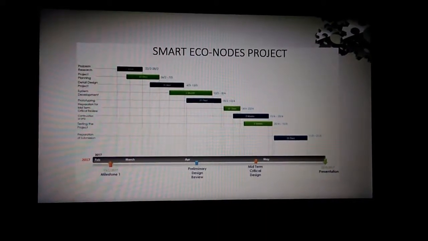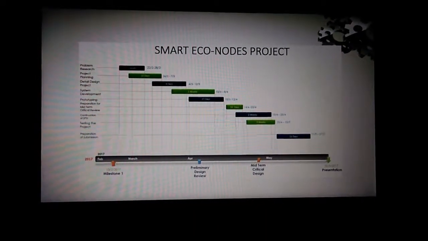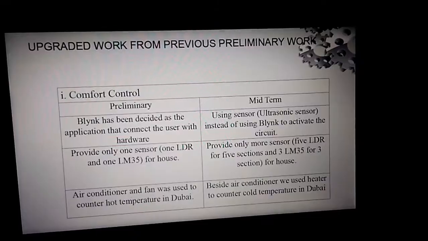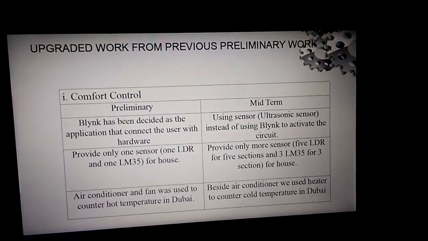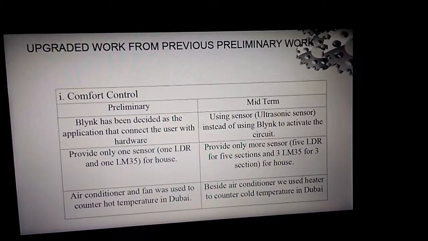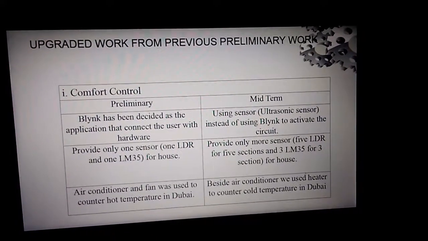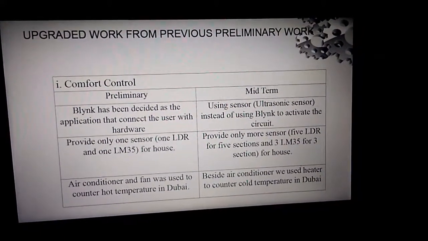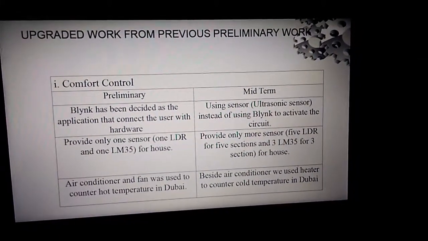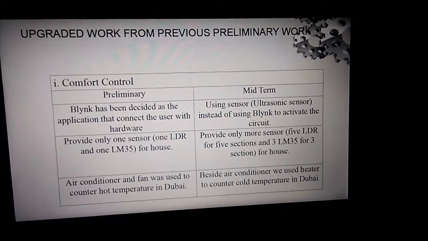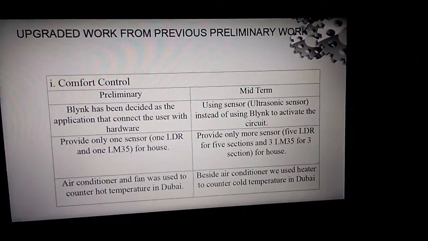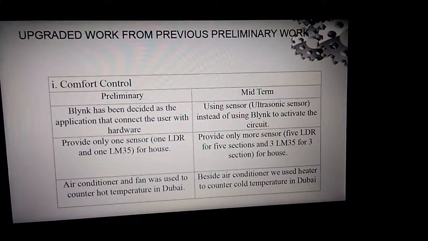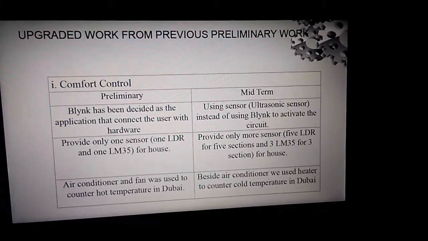For this Gantt chart, our group really follows the Gantt chart and the schedule given by the lecturer. For upgraded work from the previous preliminary work on comfort control, in the previous session we just used a blink to activate the circuit. For midterm, we use an ultrasonic sensor to activate the circuit. For the previous comfort control work, we provided only one LDR sensor and one LM35 for the house. For midterm, we use 5 LDR sensors and 3 LM35 sensors.